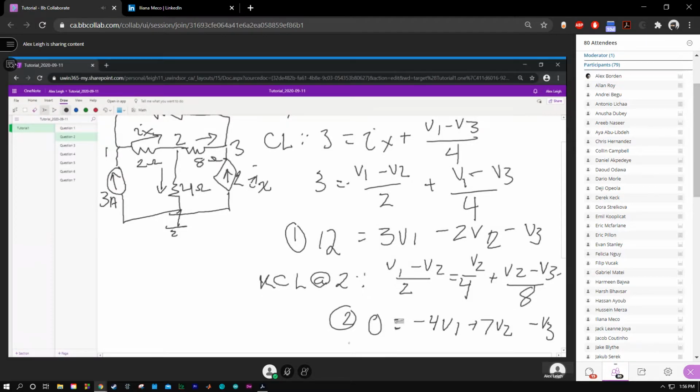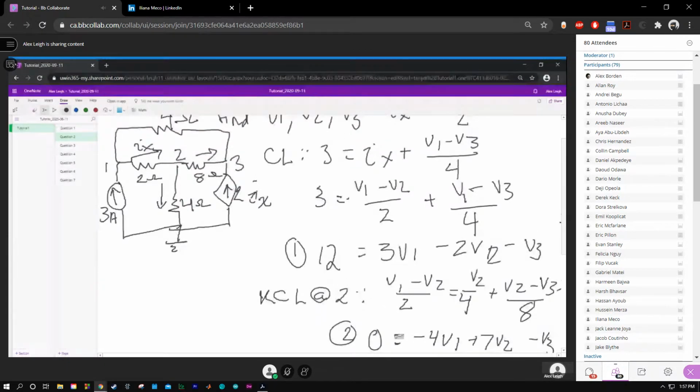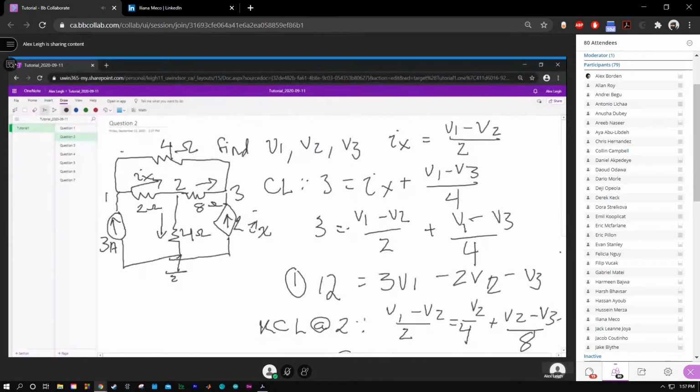Okay, so now third is KCL at the third node. Now remember, we decided that the current going to the top branch was going this way. So we have to maintain that assumption when we go into here. So that has to be entering. This one we said was going this way, so that's also entering. And this one is also entering.